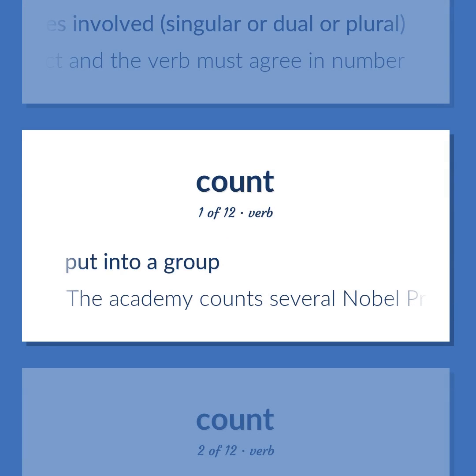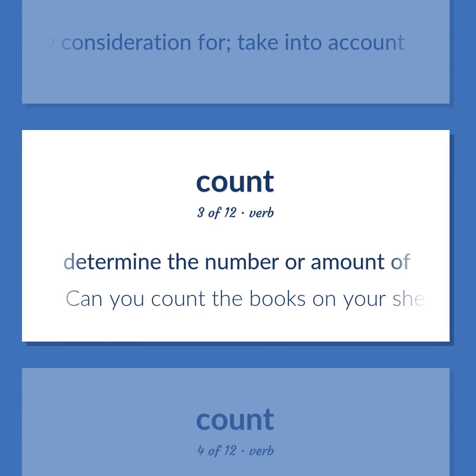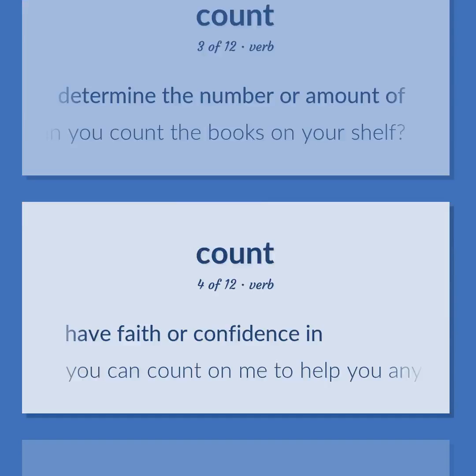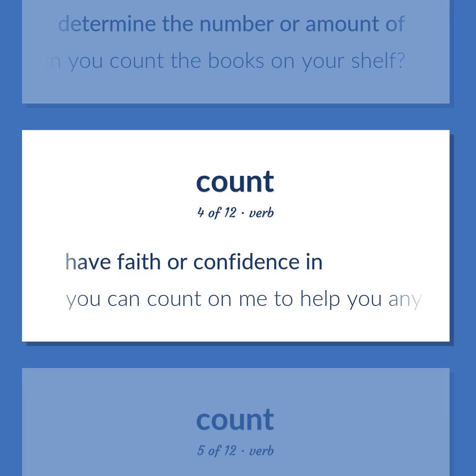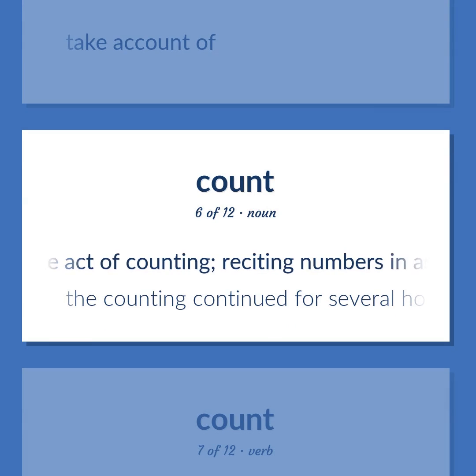Put into a group. The Academy counts several Nobel Prize winners among its members. Show consideration for, take into account. Determine the number or amount of. Can you count the books on your shelf? Have faith or confidence in. You can count on me to help you anytime. Take account of. The act of counting, reciting numbers in ascending order. The counting continued for several hours.